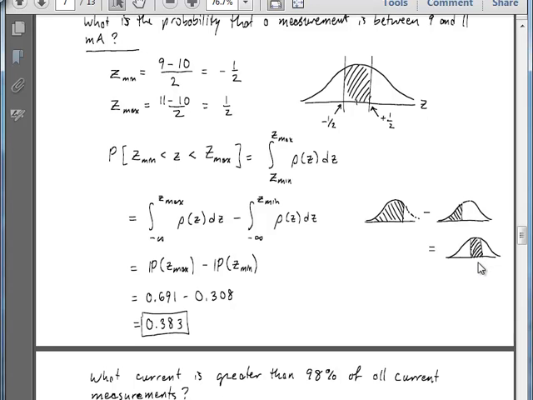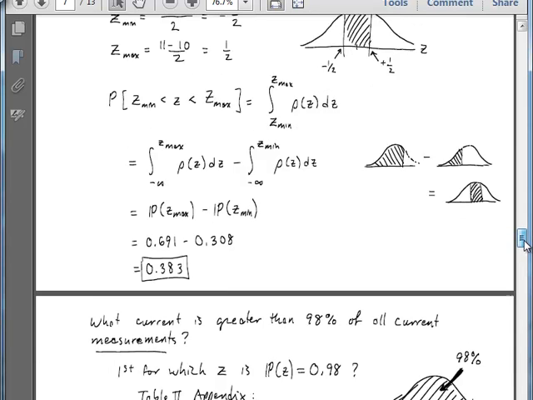And the advantage of doing things this way is that I can look up this number and this number in the tables. This is a cumulative probability up to z max minus the cumulative probability up to z min. Okay, so that's what we have here, and those are 0.691 minus 0.308, and that comes out to 0.383. Okay, so that's the probability that we were asked to find, that a current is between 9 and 11 when the mean is 10 and the standard deviation is 2.